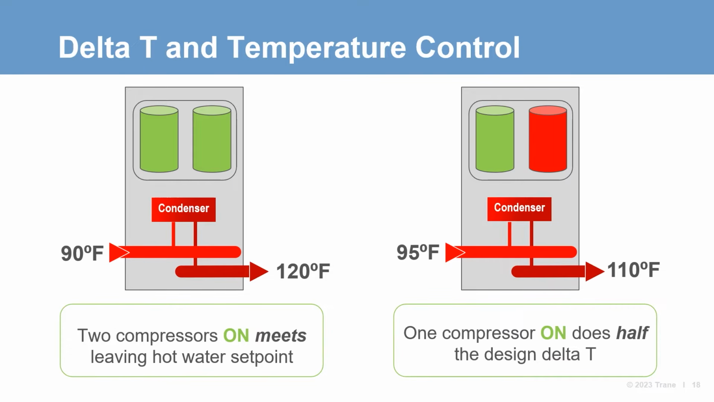In this example, if 95-degree water is entering the condenser, telling the chiller heater there is less than a full requirement for heat, only 1 compressor may be operating. If each compressor is doing a 15-degree delta T, this means that the hot water output on the condenser would be 110 degrees, and we would be 10 degrees off of the hot water set point.